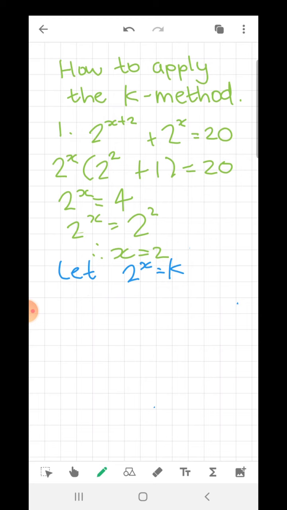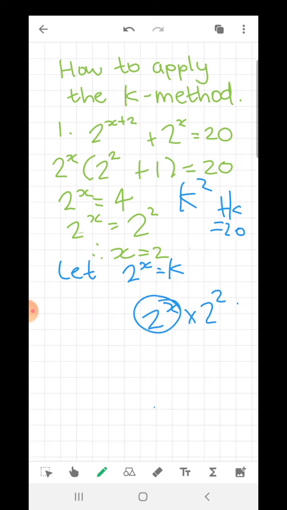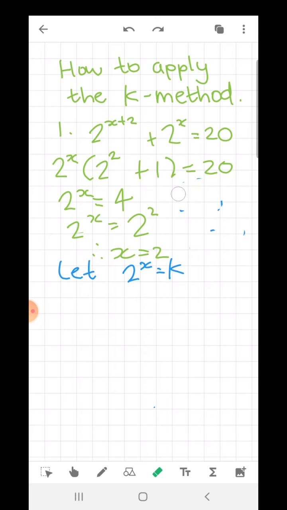do is to simplify all of your exponents. For example, if you don't simplify this, what can happen is you're going to say, oh, 2 to the power of x is k, and then I have a 2 left over, so it's k squared plus k is equal to 20. That's wrong. And the reason it's wrong is because this over here is actually 2 to the power of x times 2 to the power of 2. So if this is going to become k, then it's actually k multiplied by 2 to the power of 2. So it's actually 4k.